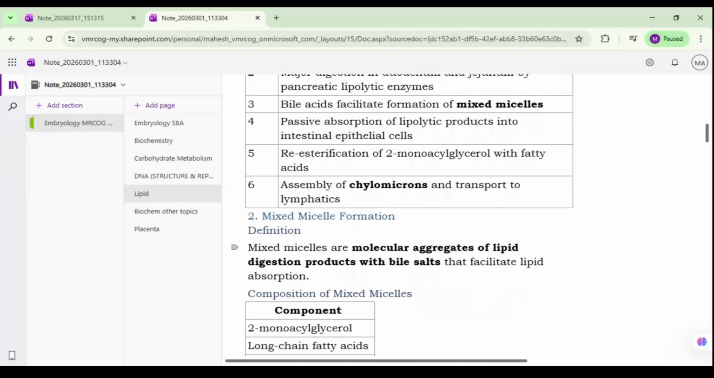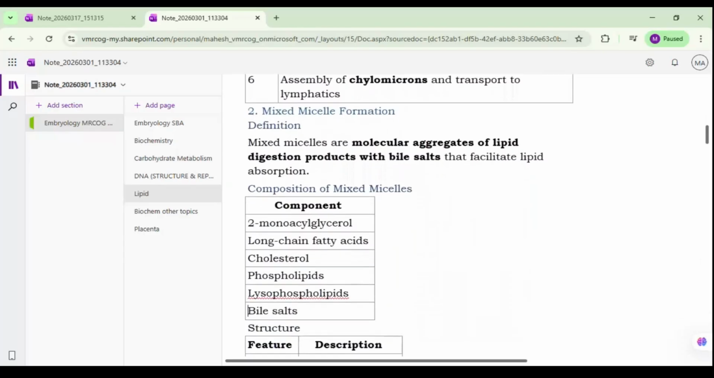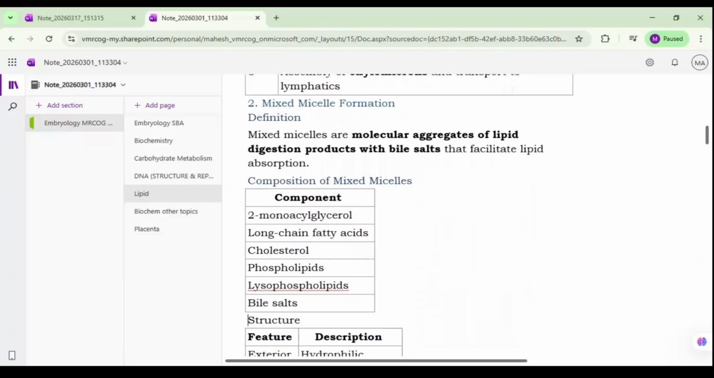Okay, so this mixed micelle formation, what happens in the enterocyte? Mixed micelles are nothing but the molecular aggregates of lipid digestion products with the bile salts that facilitate the lipid absorption. Okay. So composition of the mixed micelle are 2 MAG, long chain fatty acid, cholesterol, phospholipid, lysophospholipids, and bile salts.